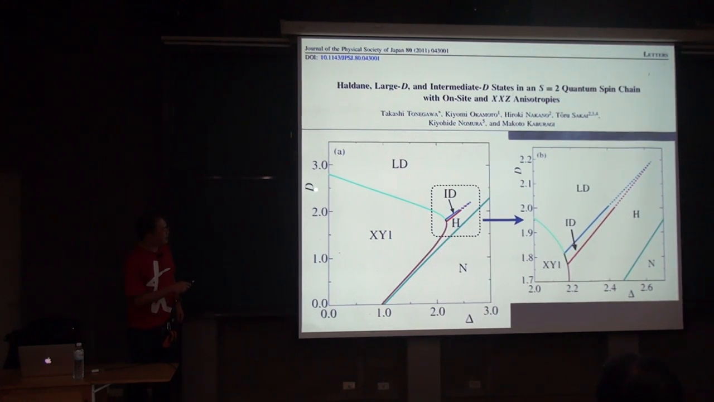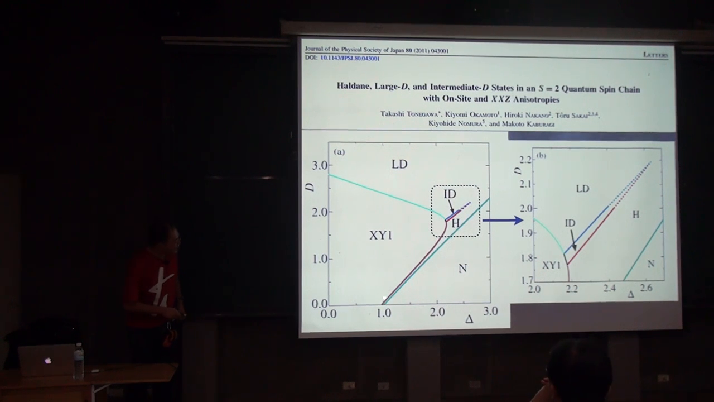D is the same, D is D squared. Sorry, I didn't write the definition of delta, but this is exchange anisotropy. But indeed, in this phase diagram, the original Haldane state is here. So this is a standard Heisenberg chain for spin 1. And there is a very narrow region of Haldane phase.